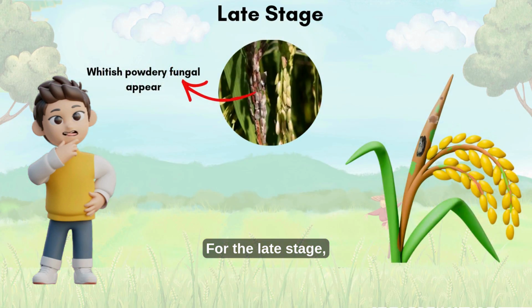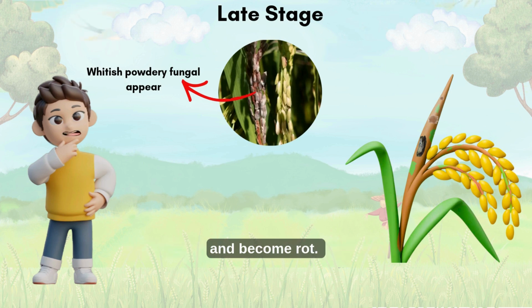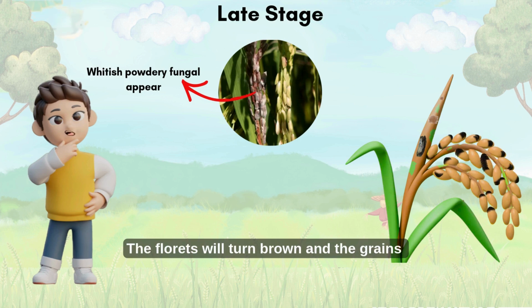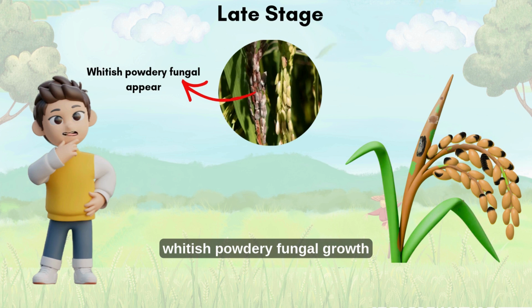In the late stage, the panicle may fail to emerge properly and remain trapped inside the sheath and become rotten. The florets will turn brown and the grain becomes sterile, shriveled or unfilled. This will lead to yield loss. In some cases, whitish powdery fungal growth can be seen on the affected sheath.